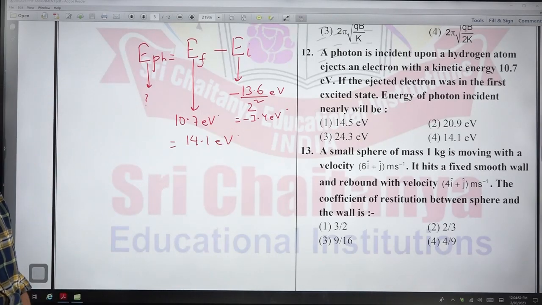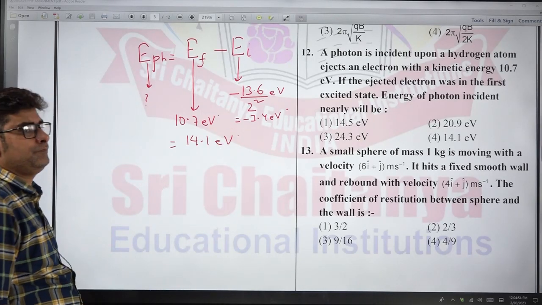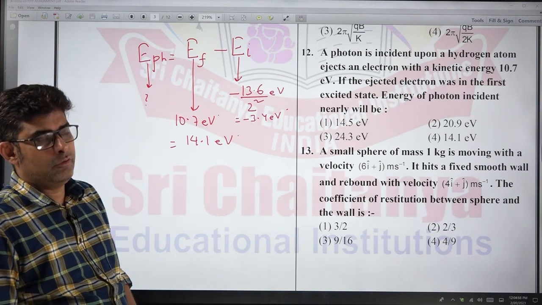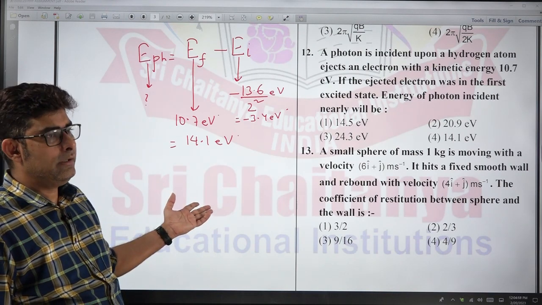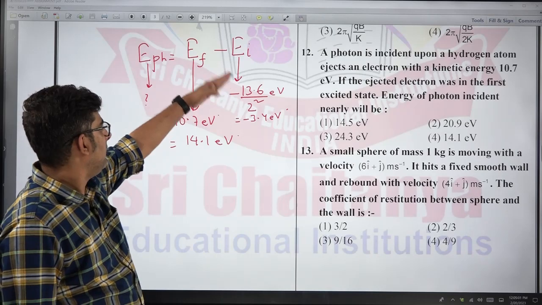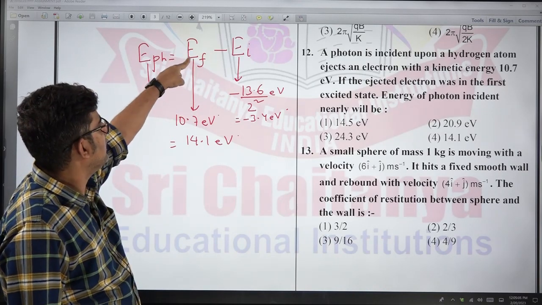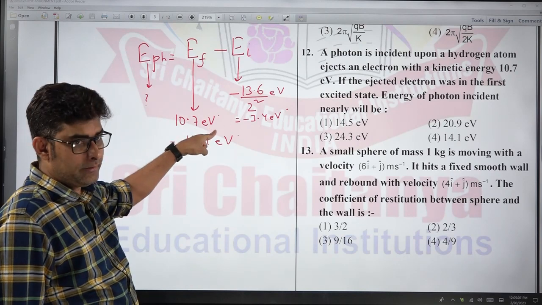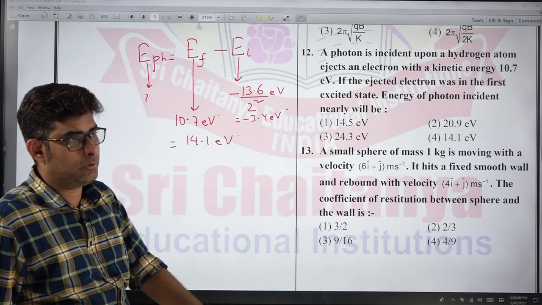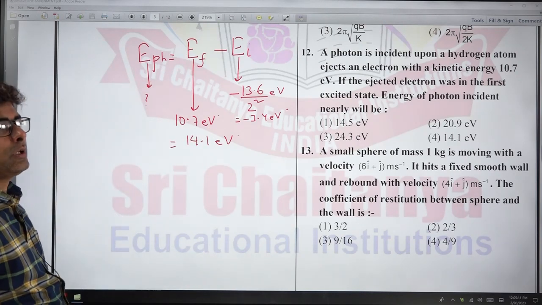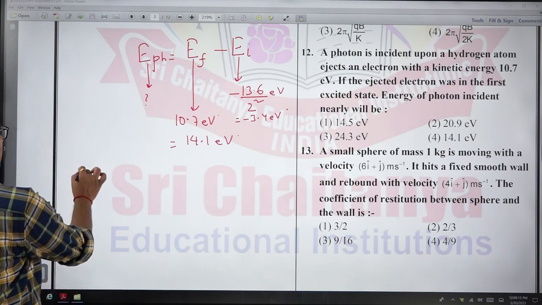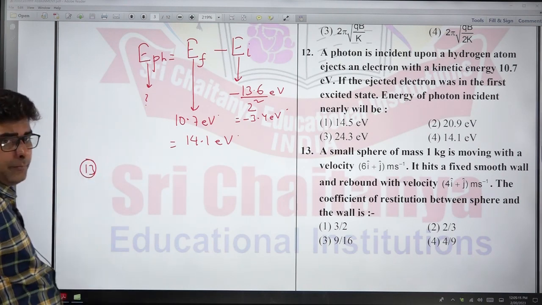14.1 eV. Clear? So the energy it is getting from the photon, it is extracting it out and giving it a final kinetic energy of 10.7. So this is the required energy of photon. Okay. Now comes question number 13.